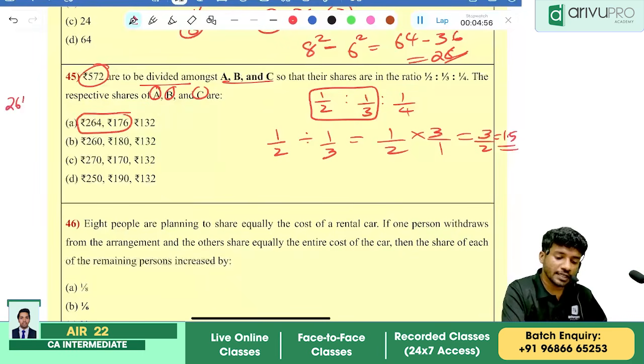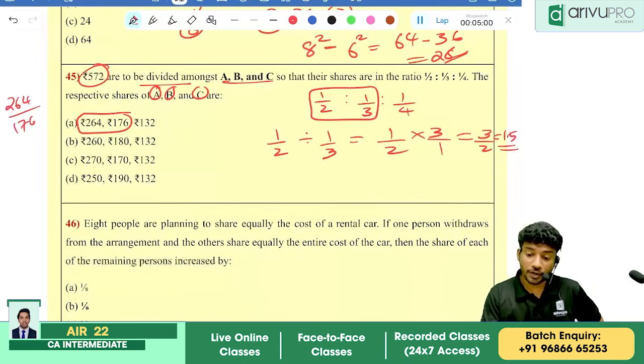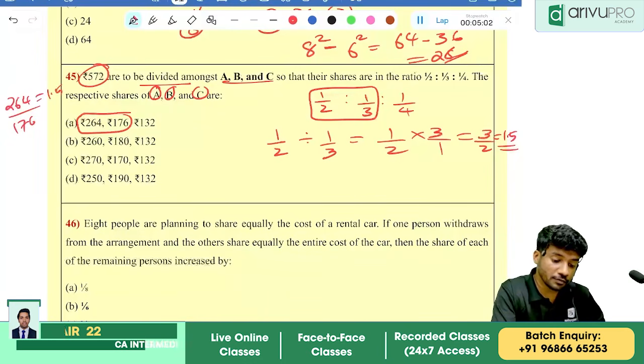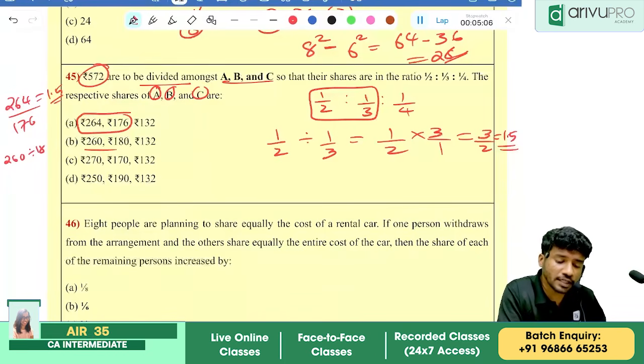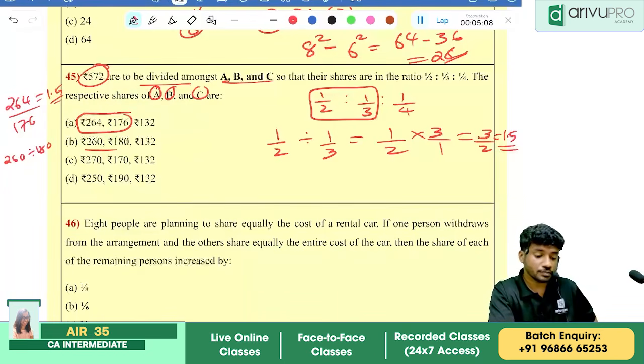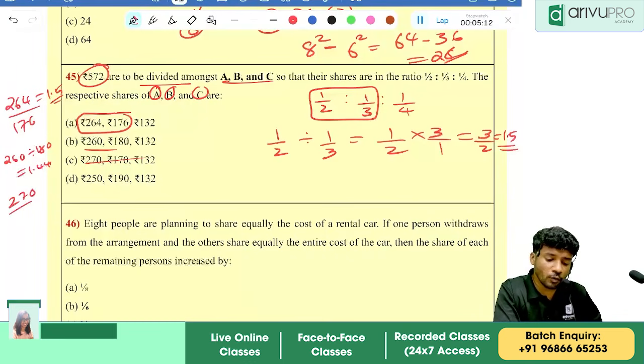264 divided by 176 is how much? 1.5, not 1.4, 1.5. Then try this: 260 divided by 180. How much is it? 1.444. 270 divided by 170.